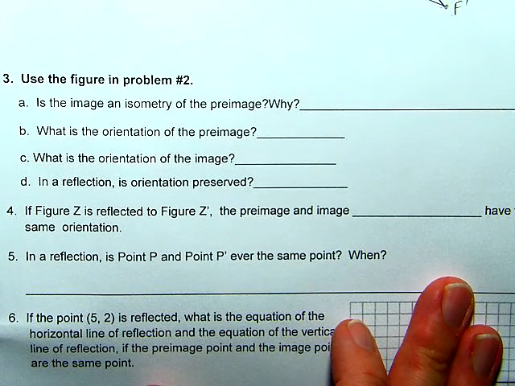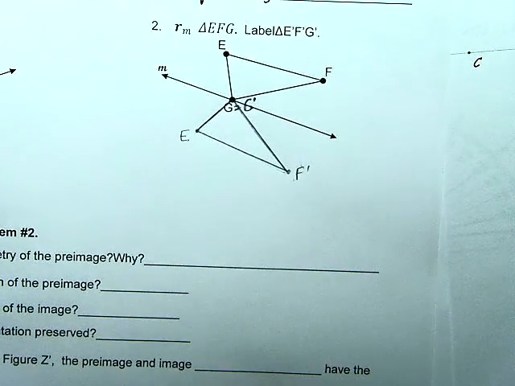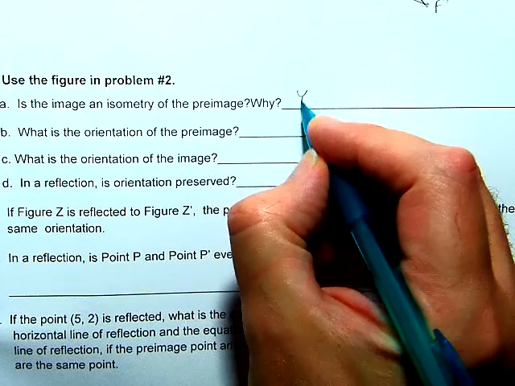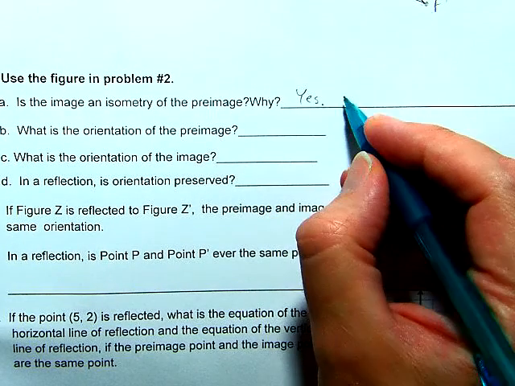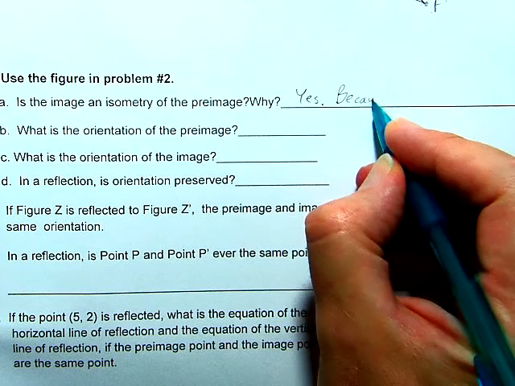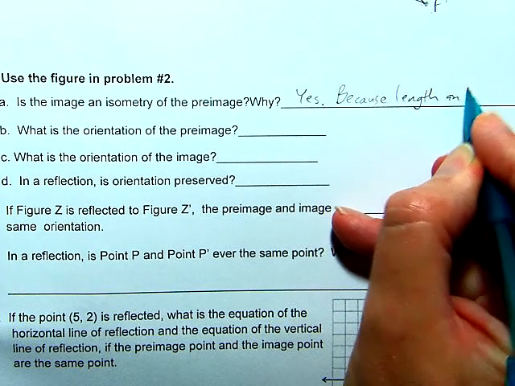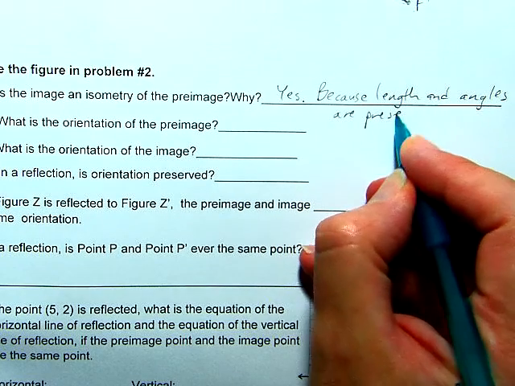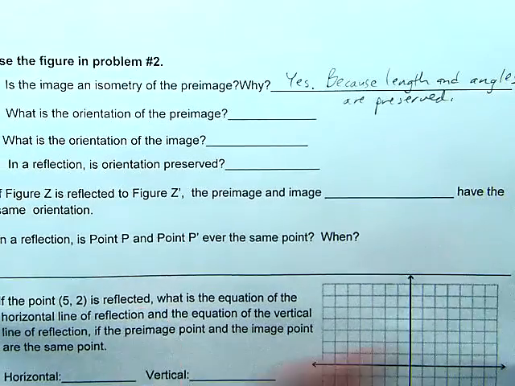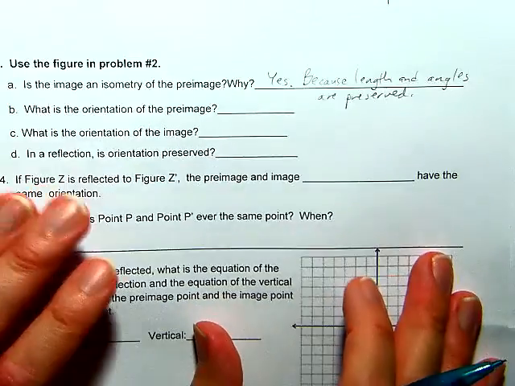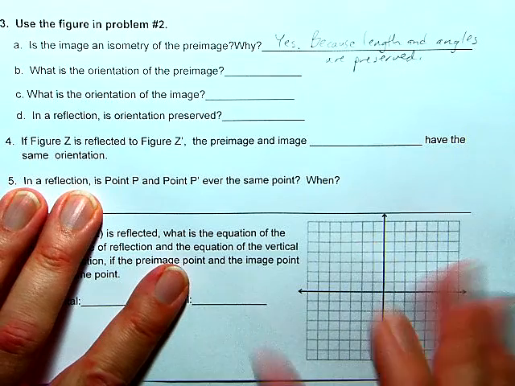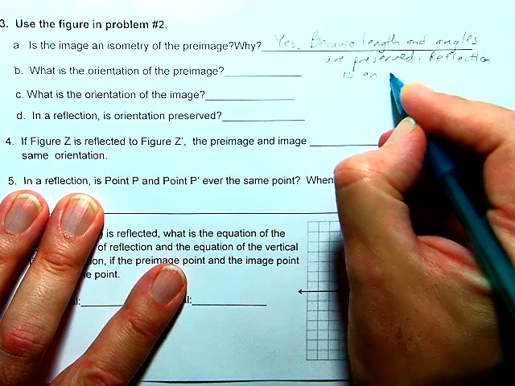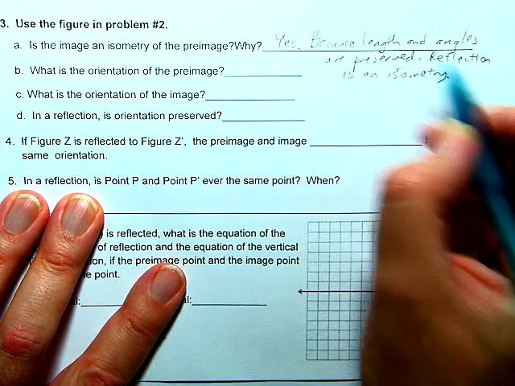3A, and we're supposed to use the figure in problem 2, which is this triangle here. Is the image an isometry of the pre-image? Yes. Why? Because length and angles are preserved. And also because reflection is an isometry. Okay, so there's really 2 parts to the answer. Either part would be fine. Reflection is an isometry. And in an isometry, length and angles are preserved.